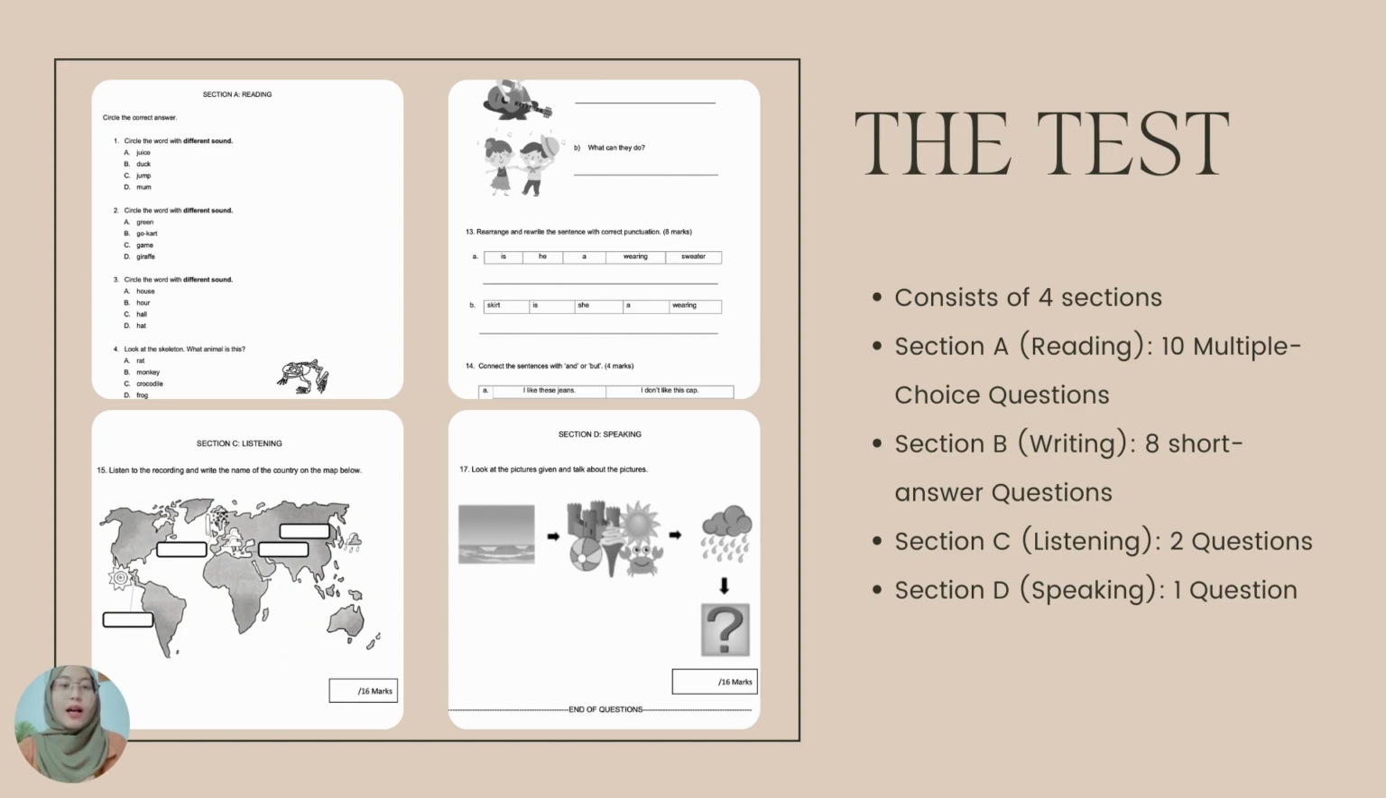This is the test that I have administered for my students, Year 2 UKM. It consists of 4 sections. The first one is Section A, focusing on the reading skill. There are 10 multiple choice questions that I have prepared in this section. For Section B, focusing on the writing skill, there are 8 short answer questions. For Section C, focusing on the listening skill, I have prepared 2 parts of questions. And finally, for Section D, I've prepared 1 question to assess their speaking skill.